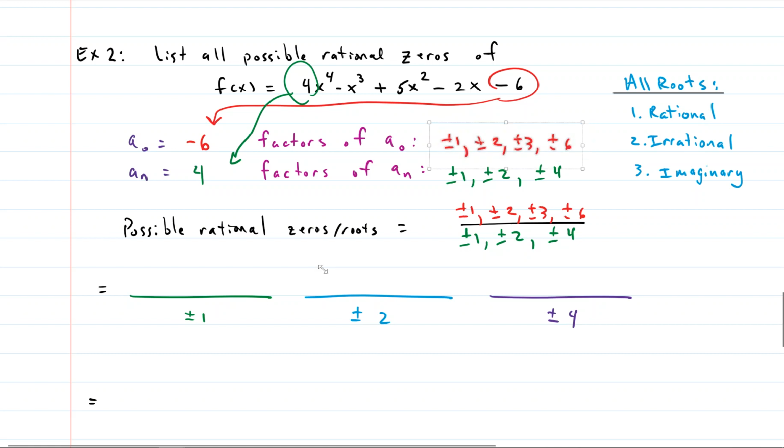And notice all 3 of these have the same numbers in the numerator. So I'm just going to copy and paste them to save time.